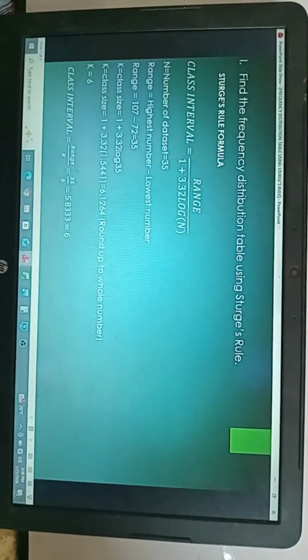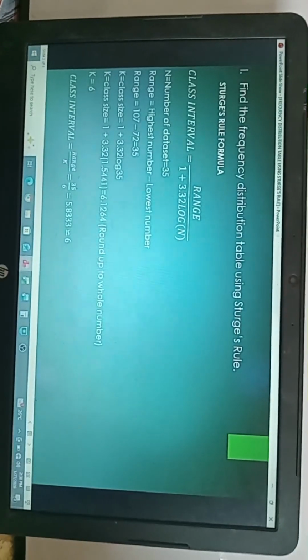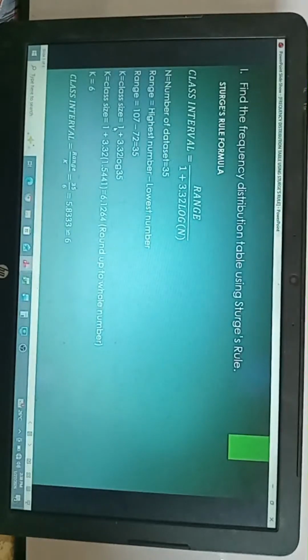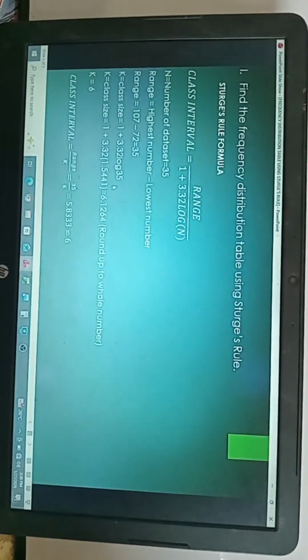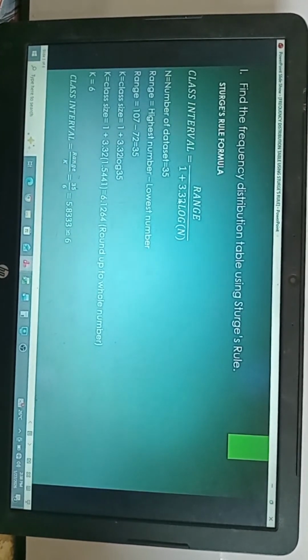Then we are going to calculate our class size. We are going to determine our class size, that is K. K is equal to, class size is equal to 1 plus 3.32 log 35. This is the K value. These are the expressions that we use for our K. That is the class size.